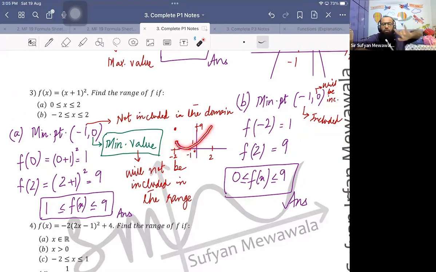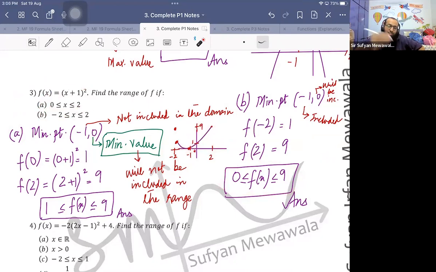If we check the values of y, if x is between -2 and 2, then y is between 0 and 9. The least value the curve is taking is 0 and the greatest value is 9. And if you focus on part number A, the domain is from 0 till 2.